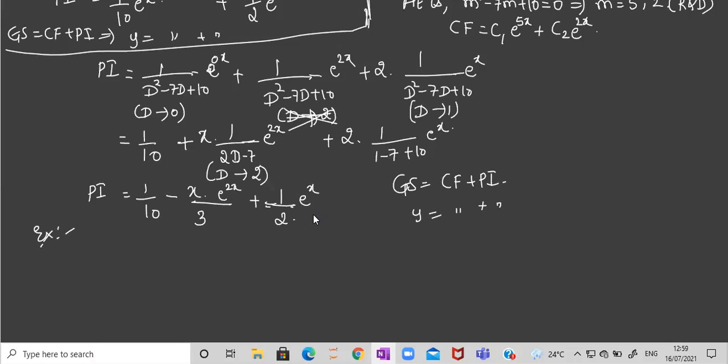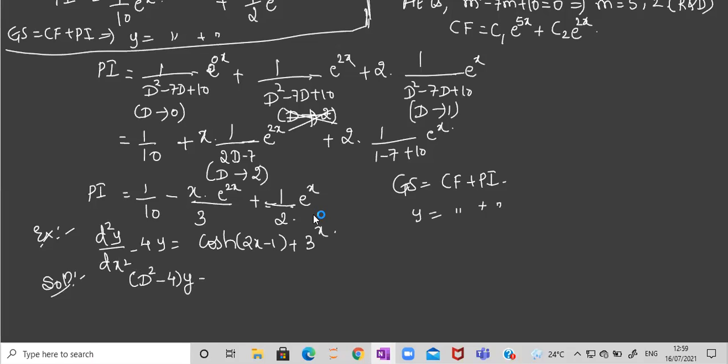Okay, one more example. Solve d square y by dx square minus 4y is equal to cos hyperbolic 2x minus 1 plus 3 raised to x. It's a little complicated, but they have asked in the model question paper. Yeah, tell me, how can we write the LHS part? Am I correct? Check. Is it right step?